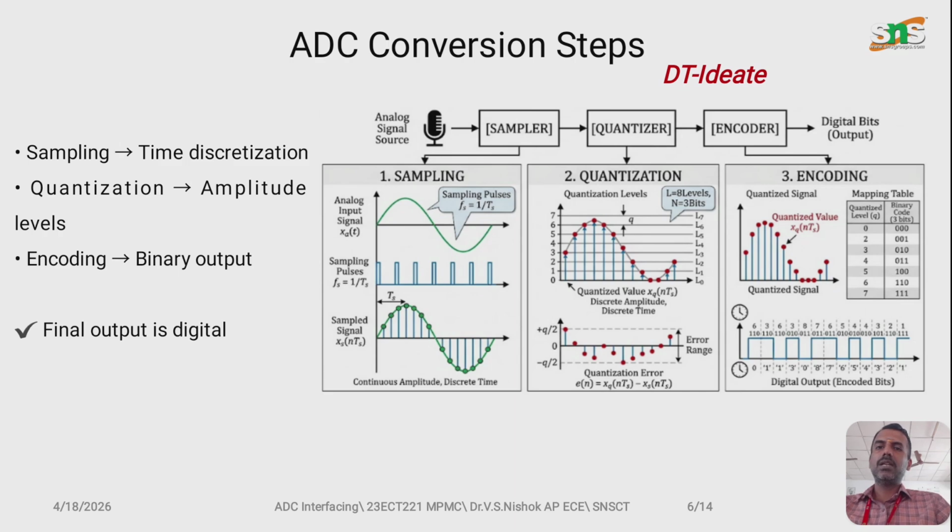And then encoding. With the help of sampling and quantization, the analog signal is converted into digital in the form of amplitude and time period. The digital output should be given as the equivalent binary value. That is done with the help of the encoder circuit. So with the help of the sampling, quantization and encoding circuit, the analog signal is completely converted into the equivalent digital signal in binary form.